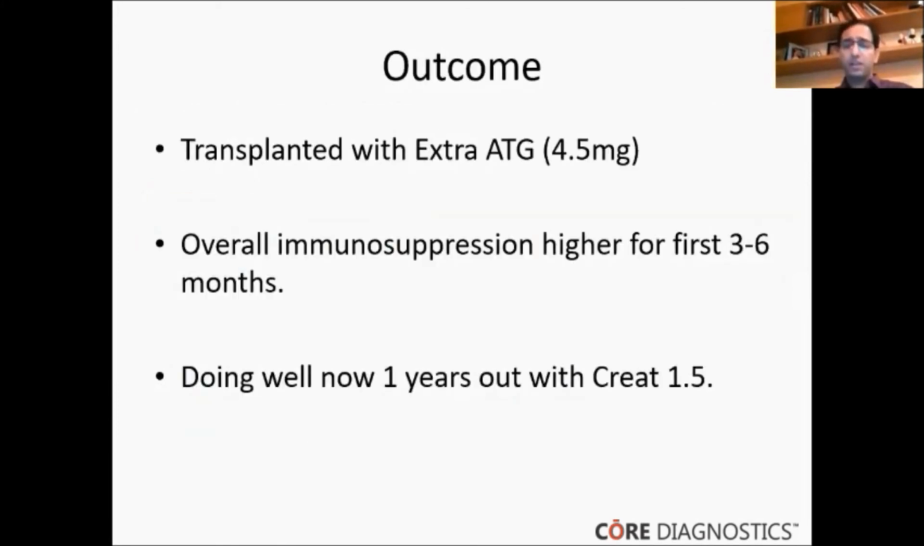So we transplanted him with extra ATG. We usually give 3 mg per kilogram. So we gave him 4.5 mg per kilogram and kept his overall immunosuppression higher. And he's doing well at 1 year with a creatinine of 1.5.